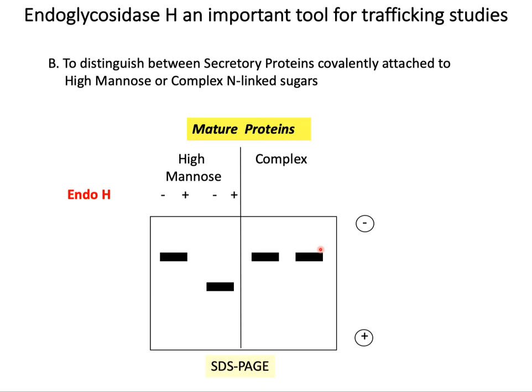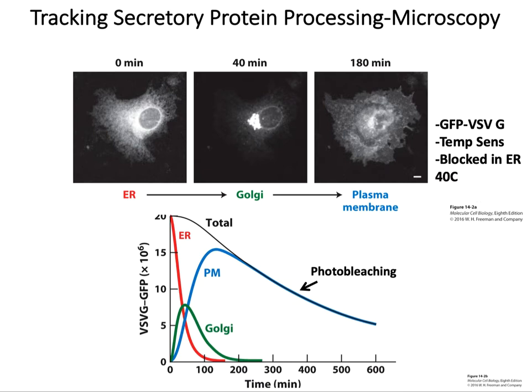Now, this is a very simplified example. Sometimes these secretory proteins have both high mannose and complex N-linked sugars on different asparagine residues. But I think you can appreciate from this experiment how powerful endo-H or endo-D is in the study of protein trafficking.